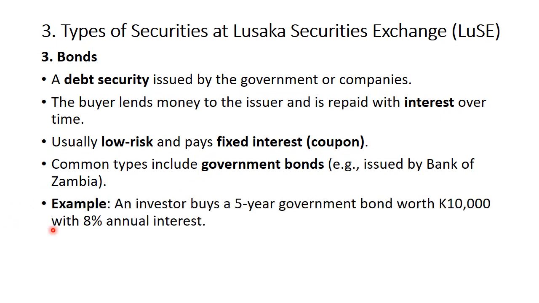So here is a scenario. An investor buys a 5-year government bond worth 10,000 with 8% annual interest, which means after 1 year, they will receive 8% of this 10,000.